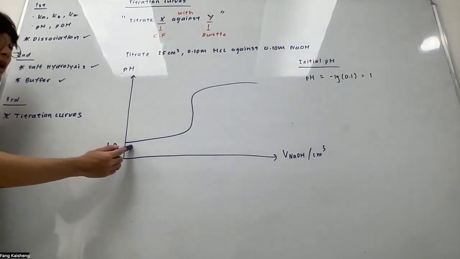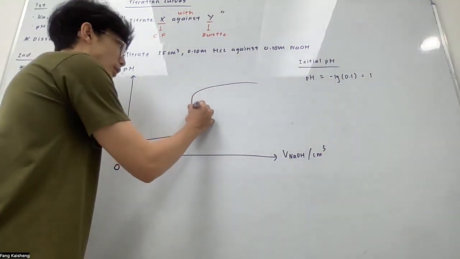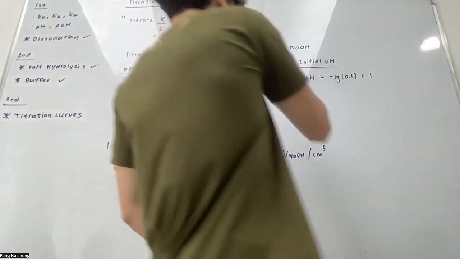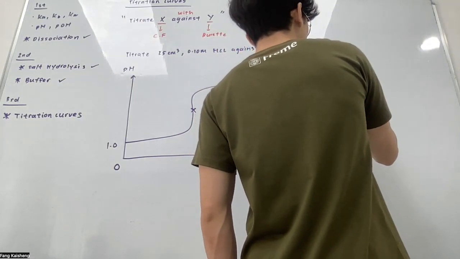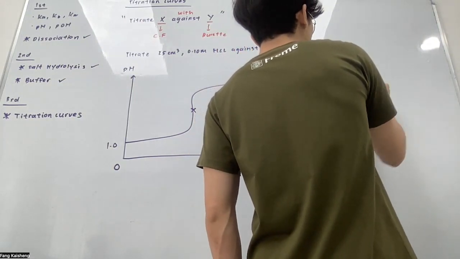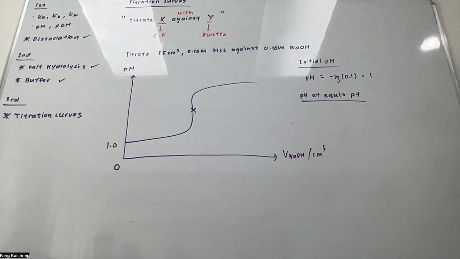Okay, guys, as you add more and more, what happens to the pH? Increase. That one very simple. Okay, but here, what's this point? That's fine. Good. The very sharp point is called the equivalence point. What is the pH at the equivalence point? 7. Okay, how do you know 7?